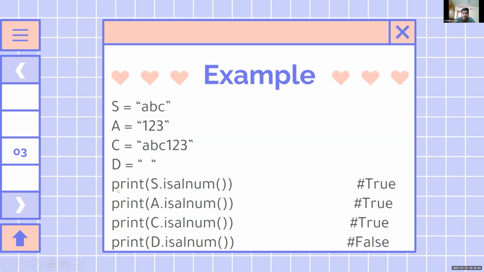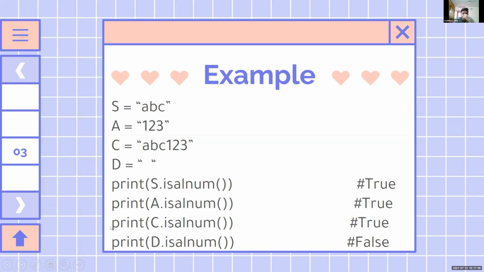We give the first print statement as s dot isalnum. It checks the value of the string given in the variable s. Here it is completely alphabets, so it obeys the condition and gives an output of true. The second statement we give is print a dot isalnum. It checks the value of the string assigned to the variable a. Here it is 1, 2, 3, so it also obeys the condition and gives the output as true.